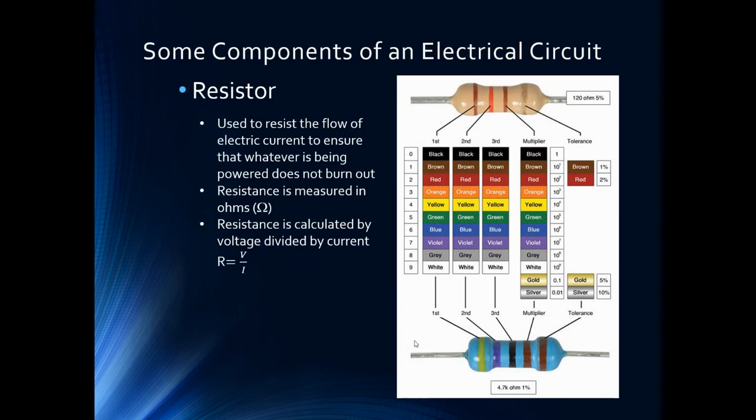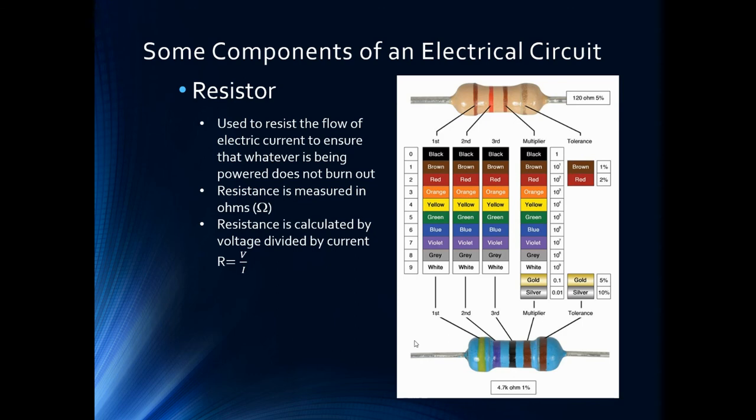So let me tell you some of the components of an electrical circuit. These are the ones that we're going to use today in a couple of application problems. One of them is a resistor. It's used to resist the flow of electric current to ensure that whatever's being powered does not burn out. Resistance is measured in ohms, and it's part of Ohm's law. You can write it as resistance is voltage divided by current.